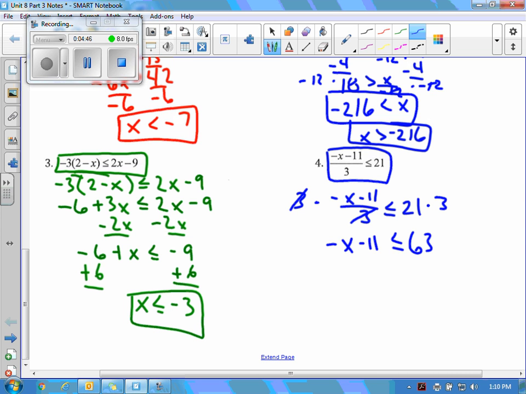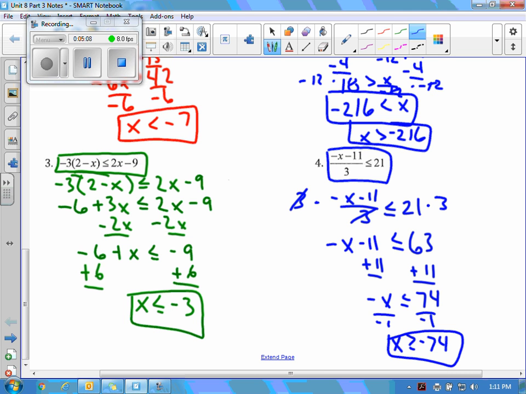Now I just have a two-step equation. So I add 11 to both sides. So that's going to give me negative x is less than or equal to 74. Now I have x, but it's negative. I want positive x. So I'm going to divide both sides by negative 1. Doing that will make this positive and will flip the inequality. So we'll get x is greater than or equal to negative 74. And that will be my final answer there.